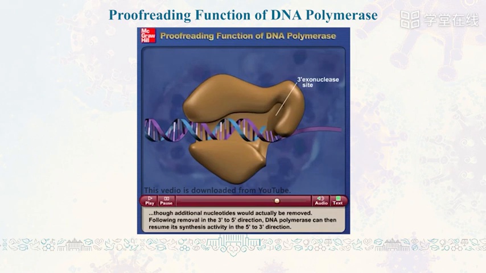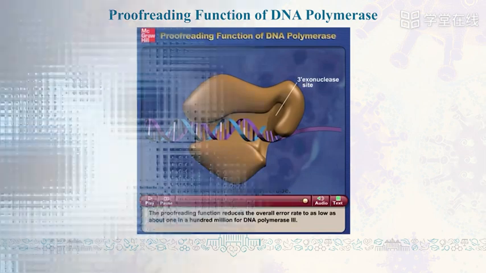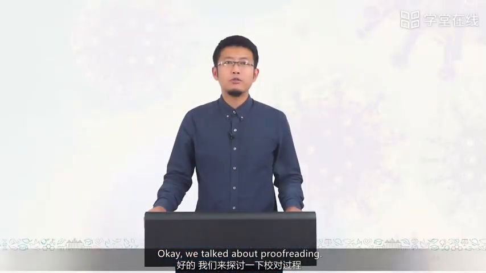Following removal in the 3' to 5' direction, DNA polymerase can then resume its synthesis activity in the 5' to 3' direction. The proofreading function reduces the overall error rate to as low as about 1 in 100 million for DNA polymerase III.